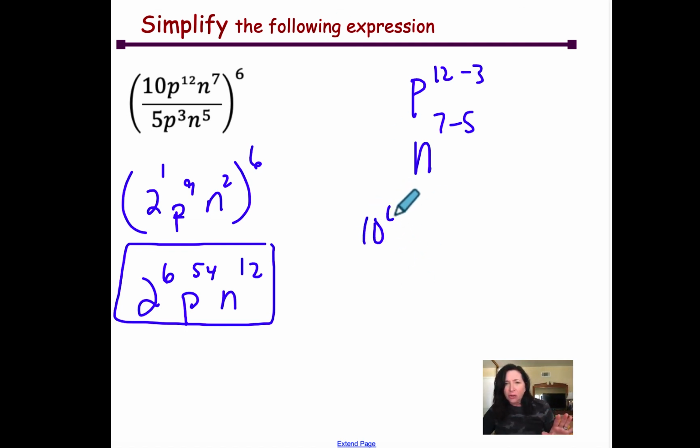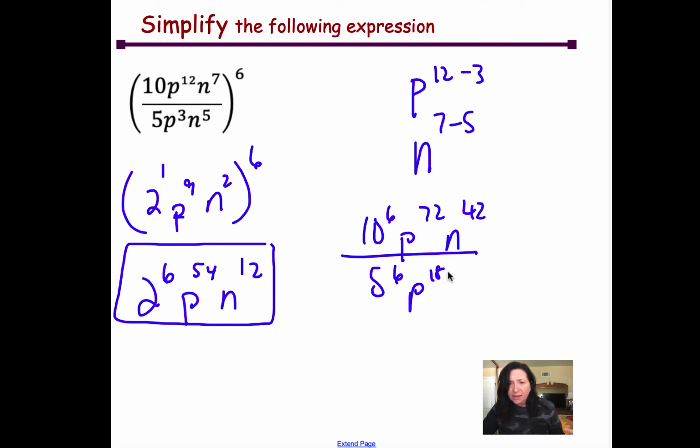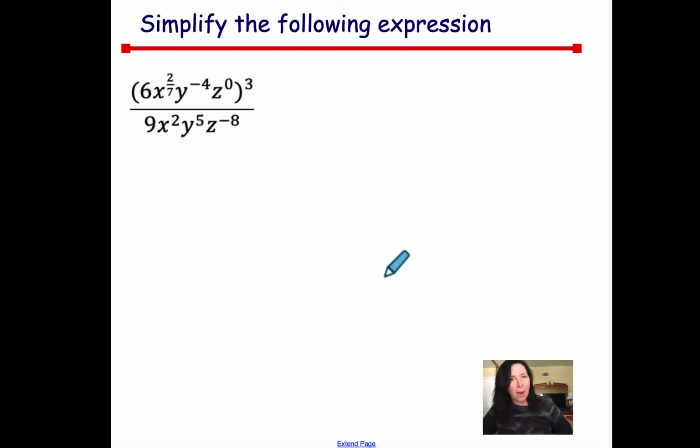answer would look like this: p to the 72, n to the 42. Right? All of this would be over something else, like 5 to the 6th, p to the 18th, n to the 30th, 6 times 5. And then I would just reduce. Okay, then I would have to reduce out of all these numbers. And definitely an option for you to do and reduce, but why? Okay, this right here, again, try to simplify if you can, if you think it would make sense.